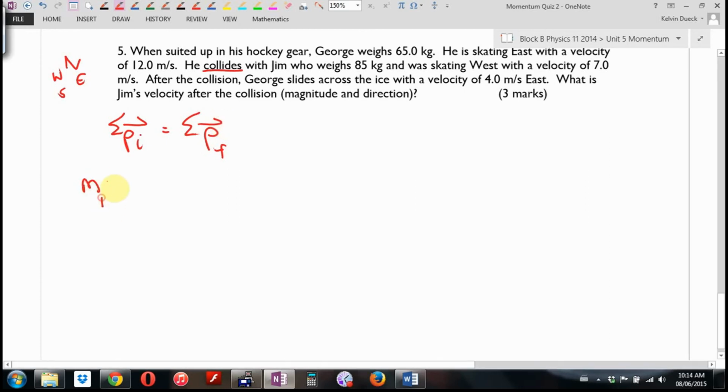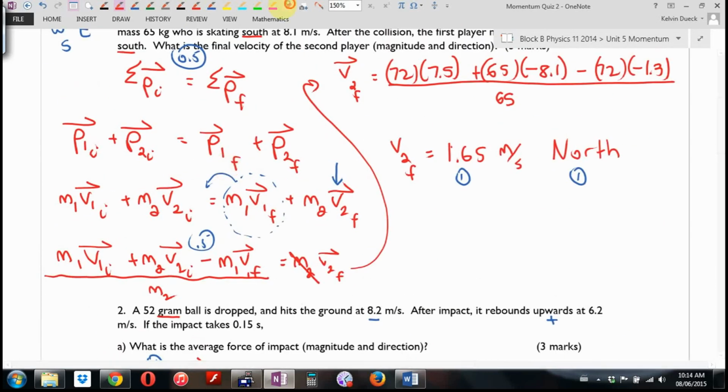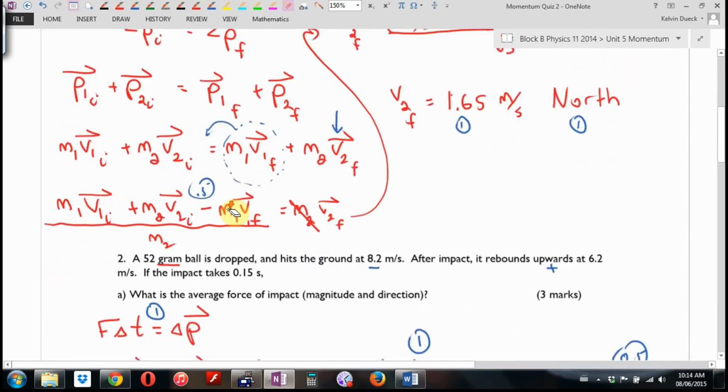Mass 1 V1 initial plus mass 2 V2 initial. This time I skipped a step. I didn't actually write the P1 initial, P2 initial. I just went straight to mass times V1 initial. So if you feel comfortable, you can do that.